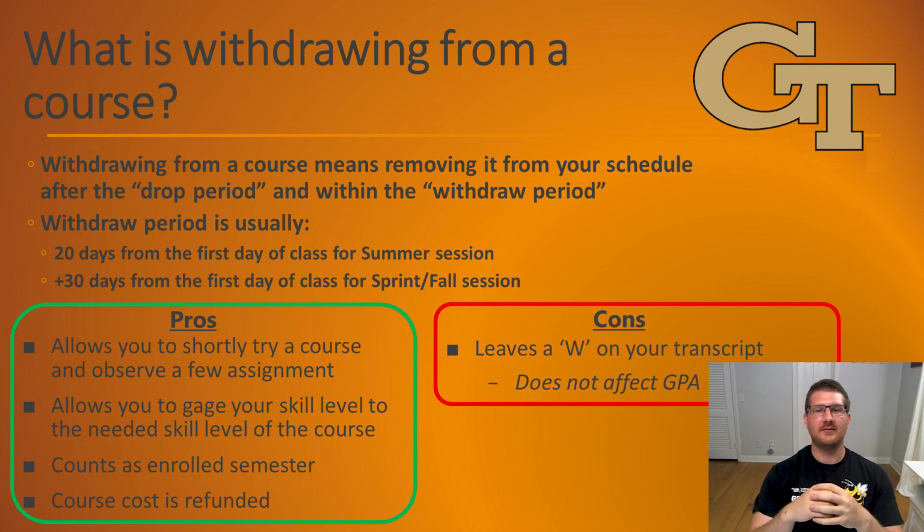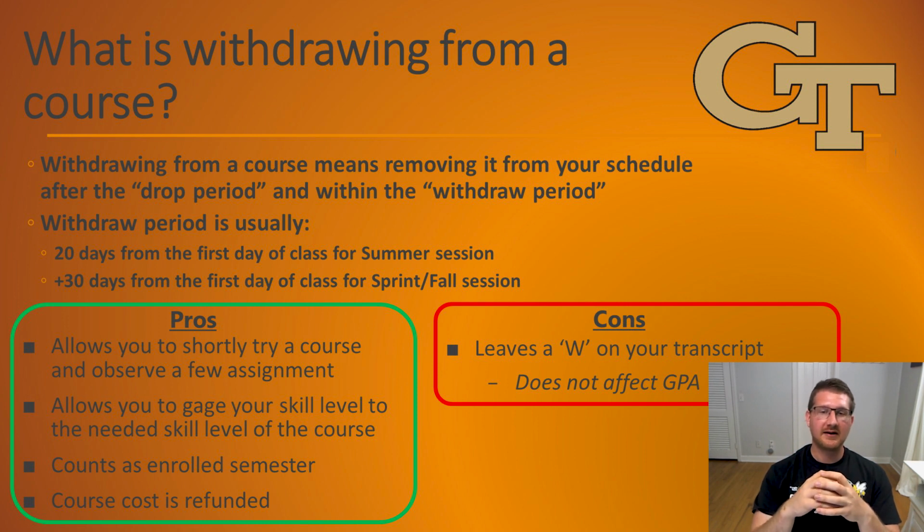So what is withdrawing from a course? Withdrawing from a course means removing it from your schedule after the drop period, but still within the withdraw period. Now, the withdraw period is different for different semesters, unlike the drop period, which is basically 3 to 5 days, whether it's the summer semester or the spring or fall semester.